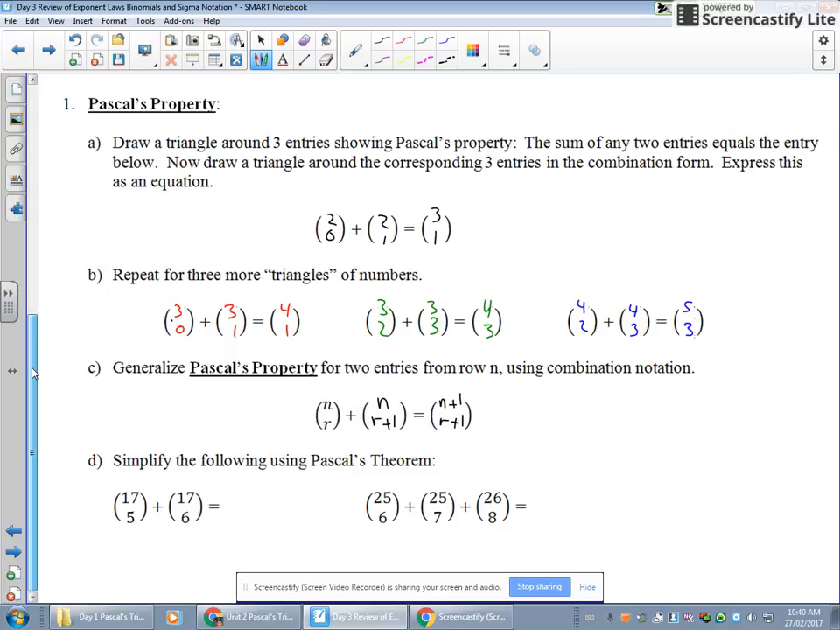Finally, we're going to simplify the following using Pascal's theorem. So this is now, right, our simplification, the general situation. So if I have 17 items and I'm looking at how many ways I can choose 5, plus 17 items, how many ways I can choose 6, that's going to be the same as n plus 1, 18 items choosing 6 items. And if I do that on my calculator, 18 choose 6, that tells me that it's 18,564.